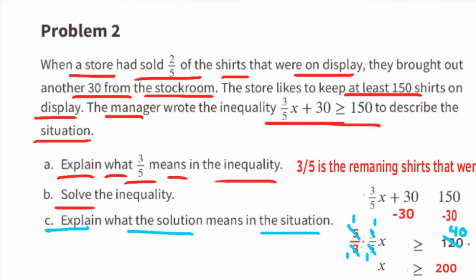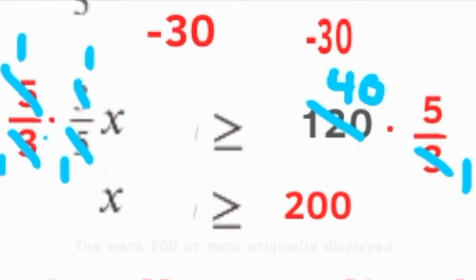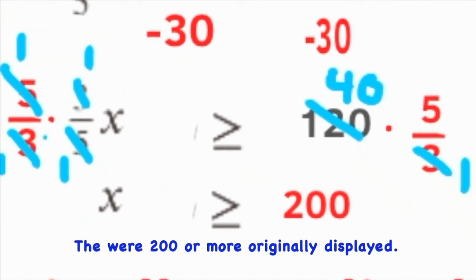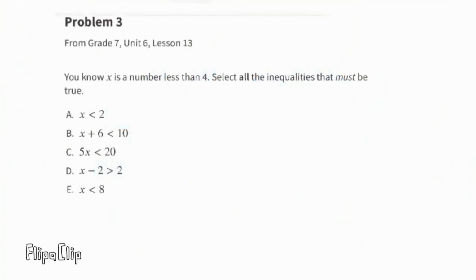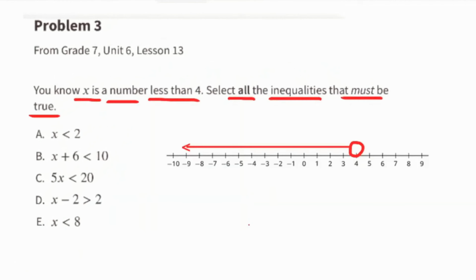C. Explain what the solution means in this situation. The solution means that there were 200 or more shirts originally on display. Problem number 3 from 7th grade, Unit 6, Lesson 13. You know x is a number less than 4. Select all the inequalities that must be true.